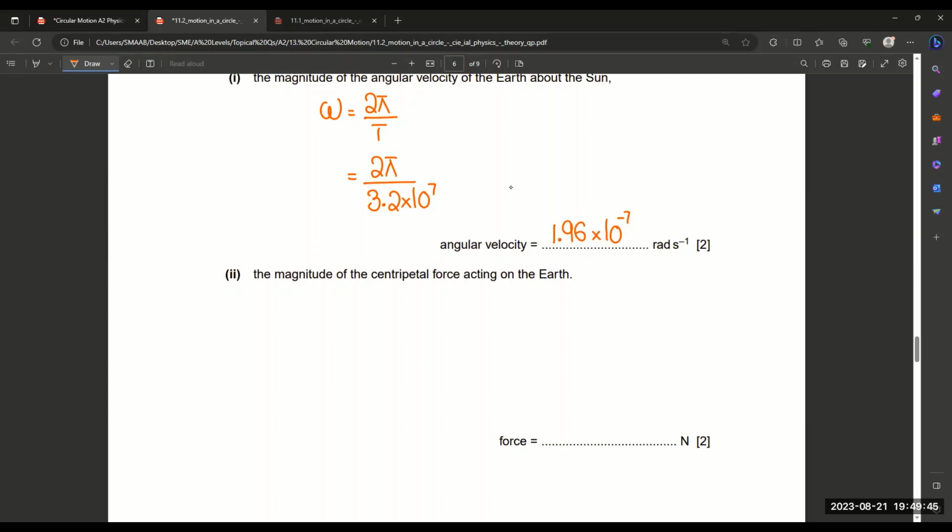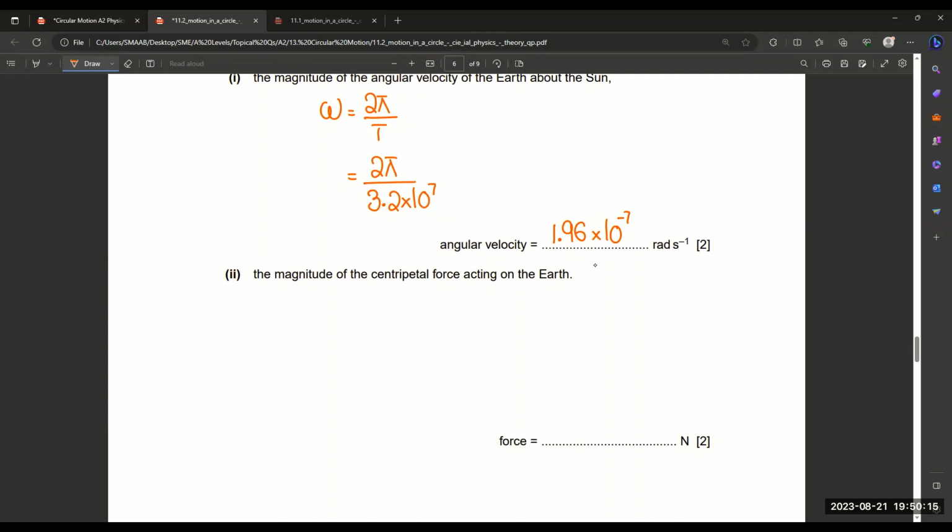The next is the magnitude of the centripetal force acting on the earth. So now you need to calculate the centripetal force. Before using any formula, just find out the available quantities in your question, right? Just like in the previous question, we know that centripetal force is equal to mv square over r, but there is no concept of linear velocity there. So that's why we use the second formula, m r omega square, because we are using angular terms, right?